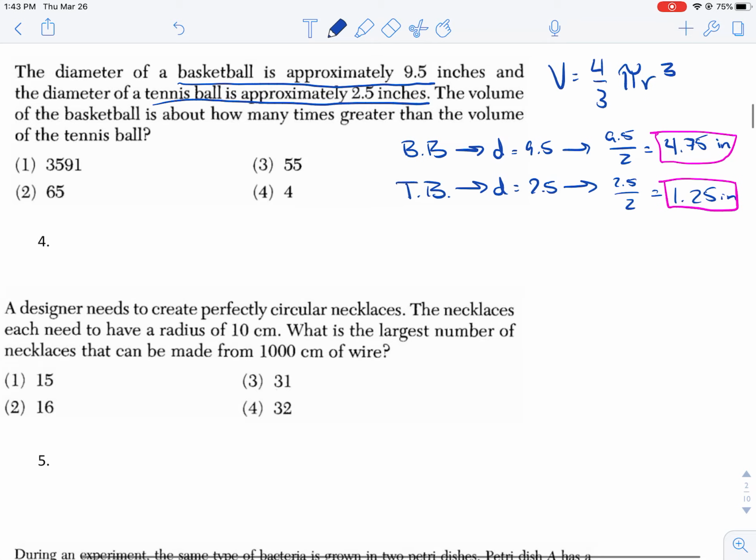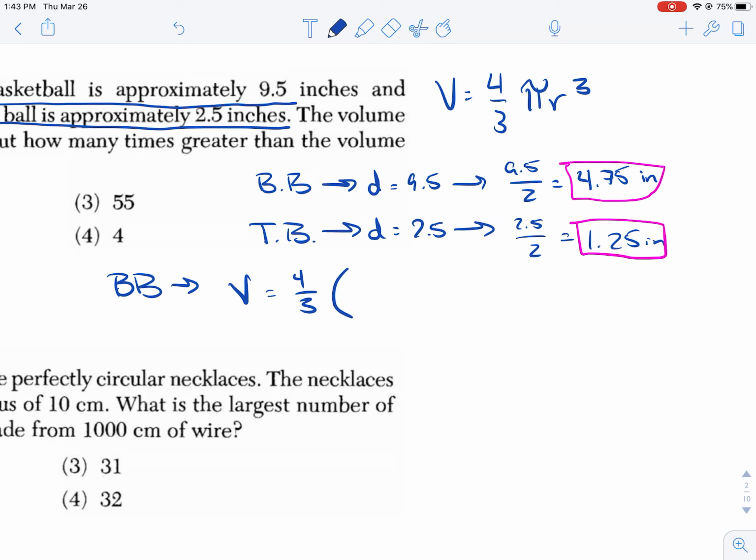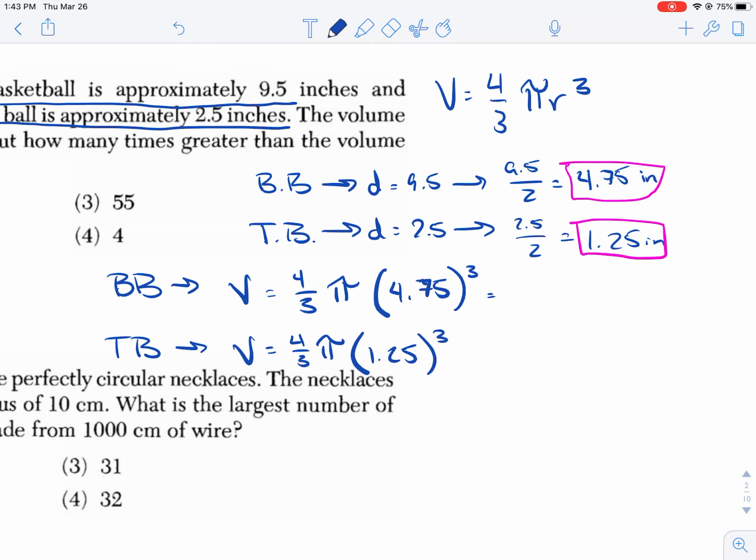Okay, so let's start with the basketball. So the volume of the basketball, I'll just plug it in down here. So volume is equal to 4/3, oops, forgot the pi, pi and 4.75 cubed. And then the tennis ball, its volume is 4/3 pi 1.25 cubed. All right. Give you a second to come up with those answers.